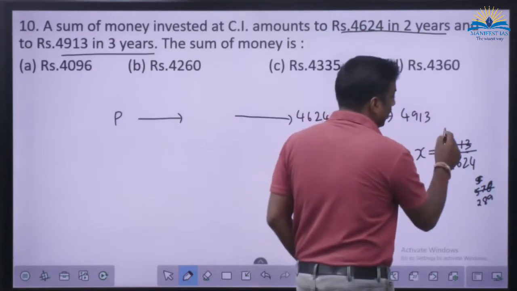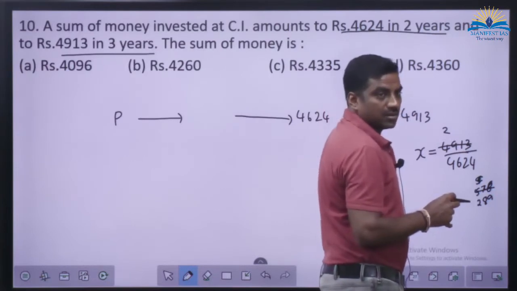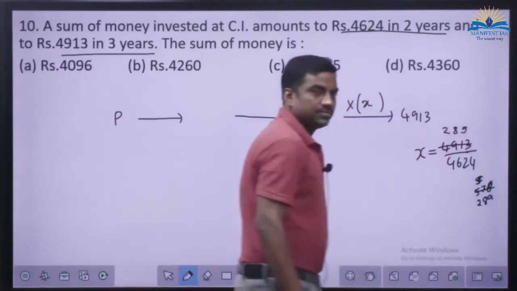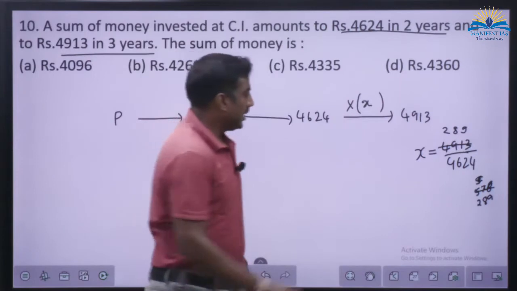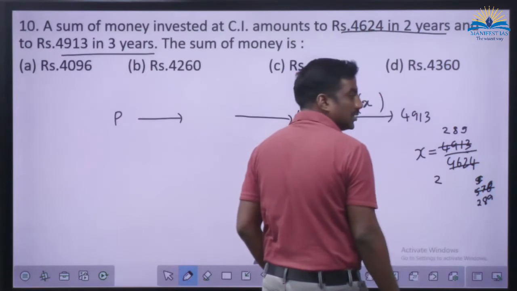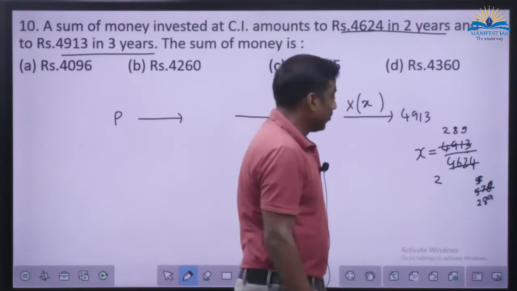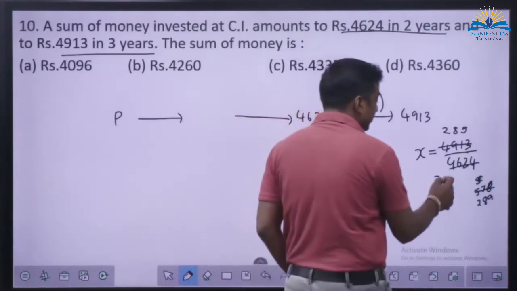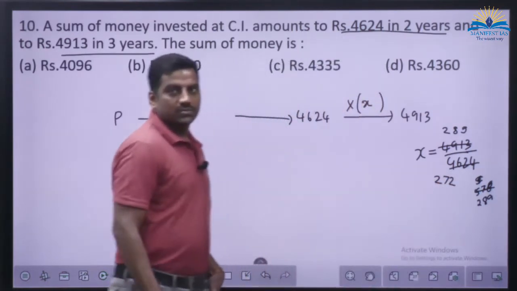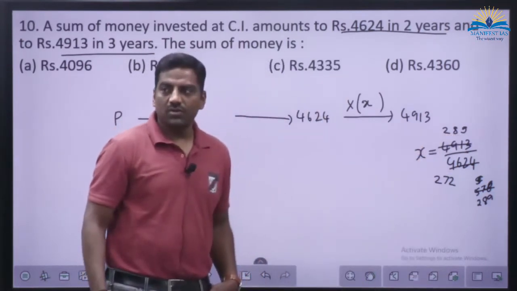17 twos are 34, 151. Yes? Yes or no? Then 17 eights are. Then 17 nines are. And here also divide by 17. 17 twos are 34. Then 122. 17 twos are 122. Then 17 sevens are 119. Then 17 twos are. Then again we can divide this by 17 only, because 289 is the square of 17.